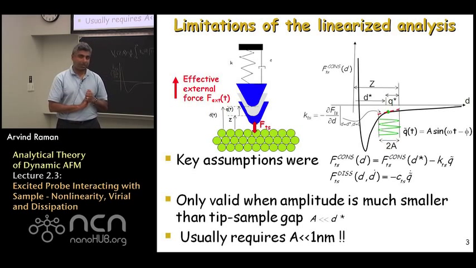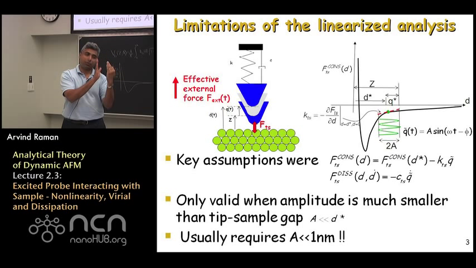If you ask yourself under what conditions you could describe the interaction force in that band of oscillation, in that region in which the tip oscillates, can it be described by a straight line with a fixed slope or not? The answer, if one goes back to some Taylor series analysis, is that the amplitude of oscillation needs to be much smaller than D star, which is the tip-sample gap.